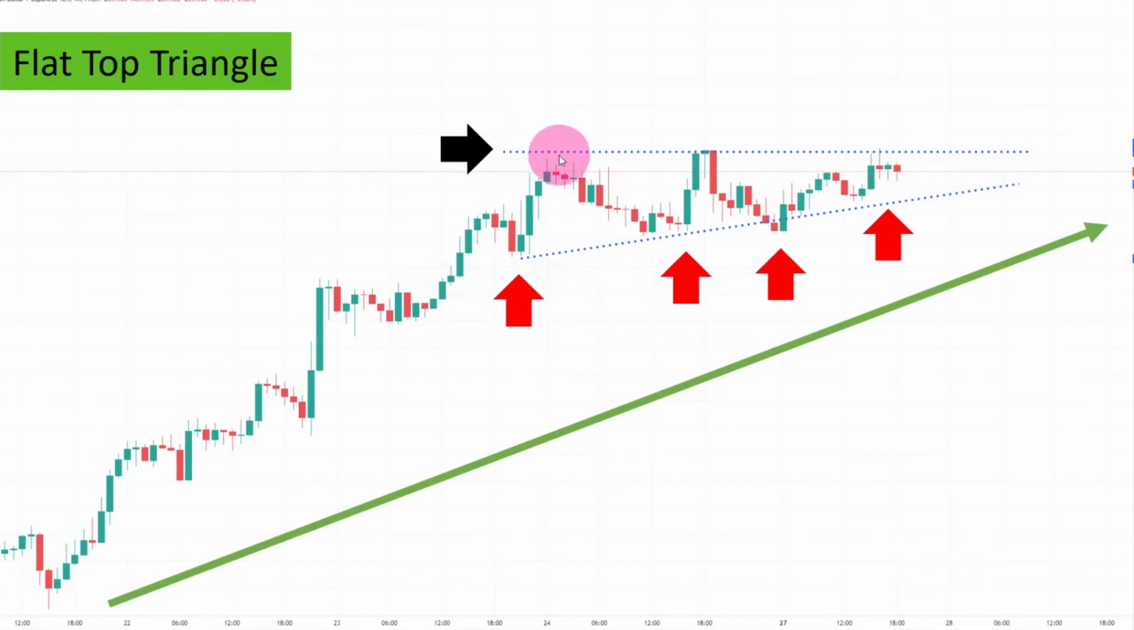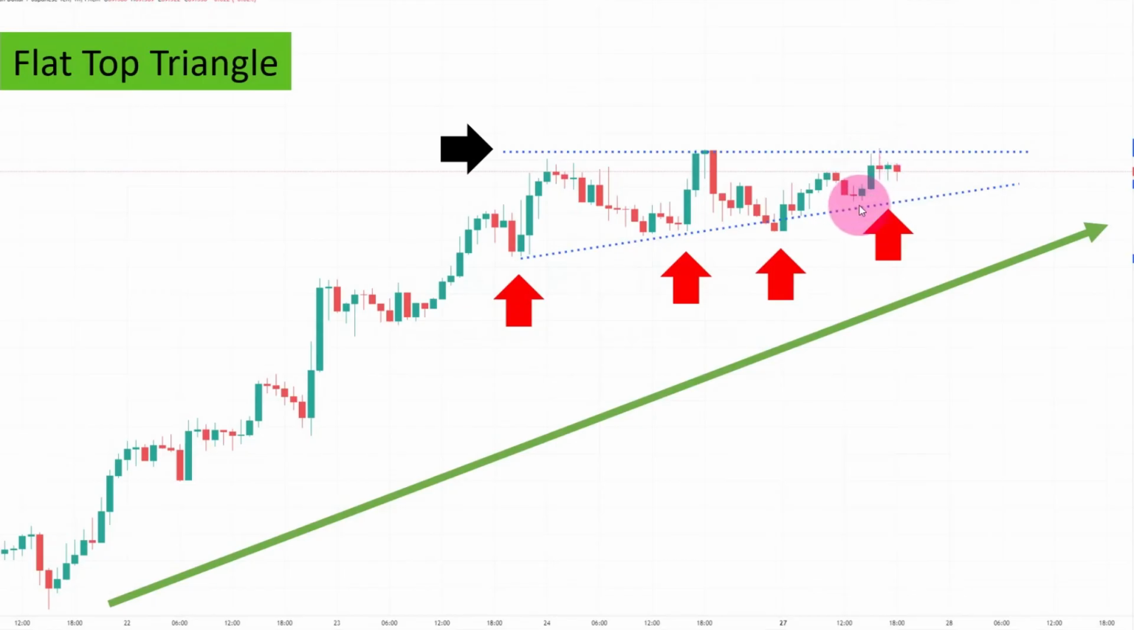And the key to the flat top triangle is, how is the market moving lower? Every time we hit the resistance, we're moving lower. And here we hit the resistance, and we move lower, and so on. But the point is that even though the market moves lower, we are never making lower lows. We are always staying here above this trend line, or at least within the trend line. So even though the market is selling off, each sell-off is less and less strong.